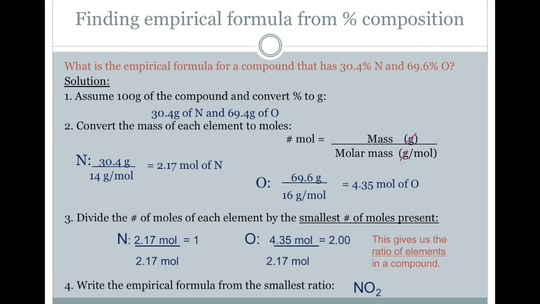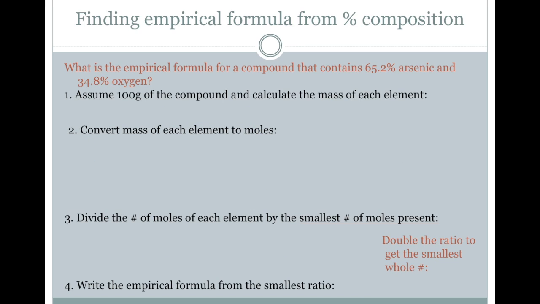Now this is the empirical formula. It could be N2O4 or something like a whole number multiple. We could multiply and end up with a different number. We don't know if this is the molecular formula, but we do know that this is an empirical formula, the smallest ratio that's present, so it's 2 oxygens for every nitrogen.